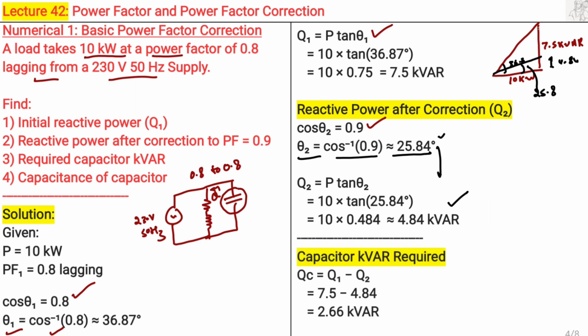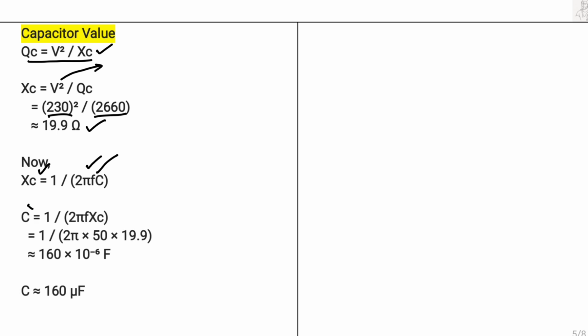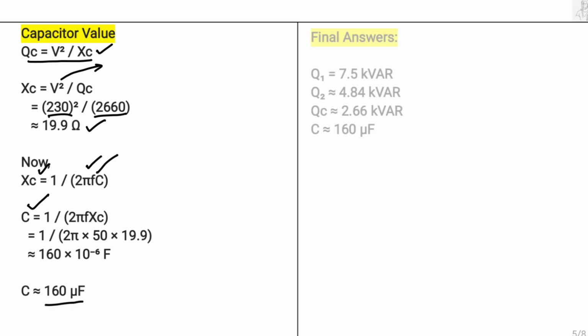Therefore the reactive power of the capacitor required is simply Q1 minus Q2, that is 7.5 minus 4.84, which comes out to be 2.66 kVAr. Now once we have found the reactive power, we can find the value of Xc. Qc is simply equal to V square by Xc, and since the capacitor is connected in parallel, the voltage will be 230 volts. Qc is 2660, so this comes out to be 19.9 ohms, and we know that Xc is equal to 1 by omega C, that is 1 by 2 pi fC. F is equal to 50 hertz, so therefore C comes out to be 1 by 2 pi Xc into f, that is 160 into 10 raised to minus 6, that is 160 microfarads.